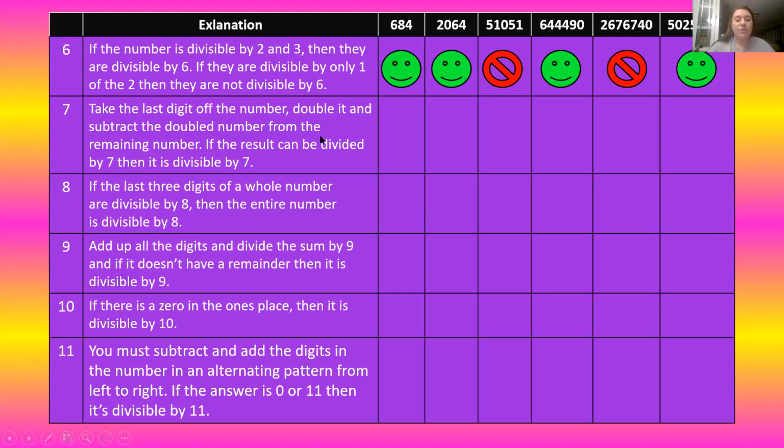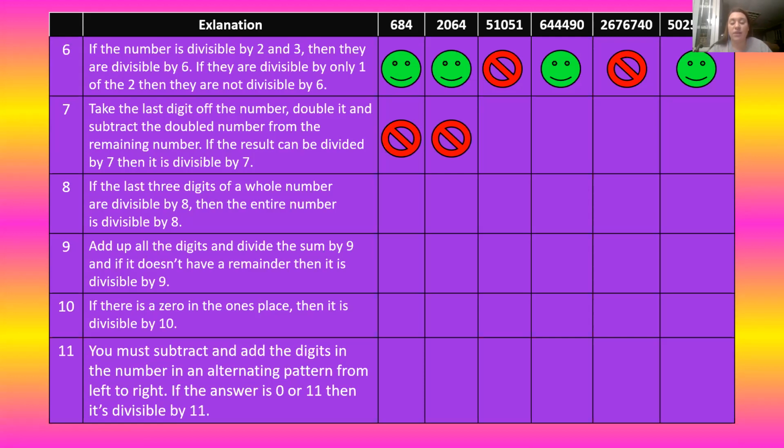So we have 684. We're going to take the 4 and double it into 8. And then you're going to subtract the doubled number from the remaining number. After you do that, 684 will not be divisible by 7. And then same thing, you'll take the 4 off the end of this, you'll double it, which is 8. And once you subtract the doubled number from the remaining number, it will not be divisible by 7.